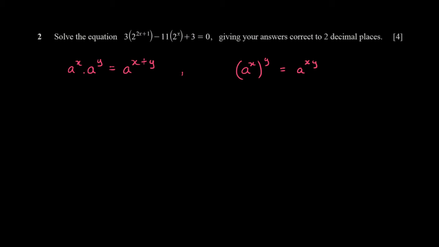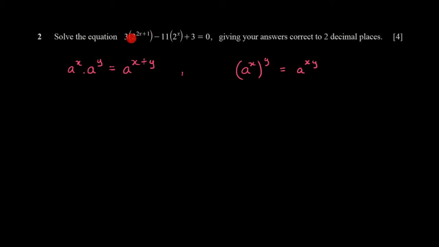And of course, one of the things you need to understand is that these rules work both ways, right? So here I've got these two numbers being multiplied, and so I can combine them by adding the powers, but I could do it in reverse, right? I could take this thing here and split it up into 2 separate terms here. And that's basically what we're going to do with this expression.